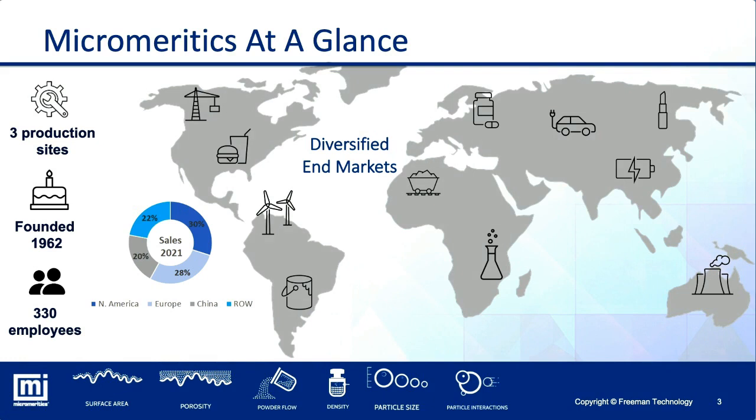The icons on the map that you see are the various applications that we are in. The position on the map is not necessarily where the application is. Some of them are chemicals, mining, as well as additive manufacturing and pharmaceuticals, and we're also involved in the sustainability industry such as green hydrogen, fuel cells, and batteries that we're going to talk about today. Our sales are very evenly distributed around the world. We have between the United States, Europe, China, as well as the rest of the world.